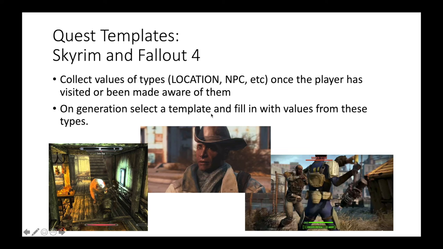For Fallout 4, which is this post-apocalyptic world, there might be some rules about certain locations can only have certain kinds of raiders, for example, or other kind of mutated creatures that might be there. But then on generation, all we need to do is select a template and fill in these values with whatever types we have available to us.